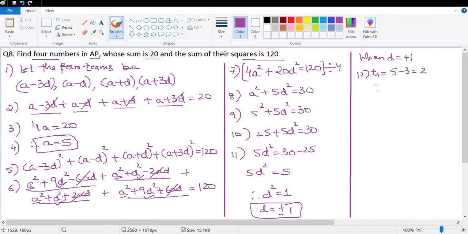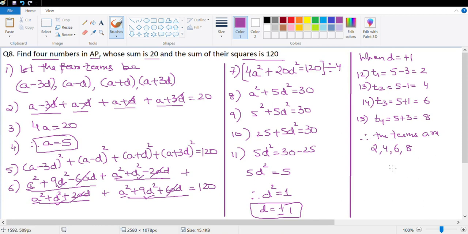Term 2 will be equal to a minus d, which is 5 minus 1, which is 4. T3 will be equal to a plus d, which is 5 plus 1, which is 6. And T4 will be 5 plus 3d, which is 5 plus 3, which is 8. Therefore, the terms are 2, 4, 6, 8.